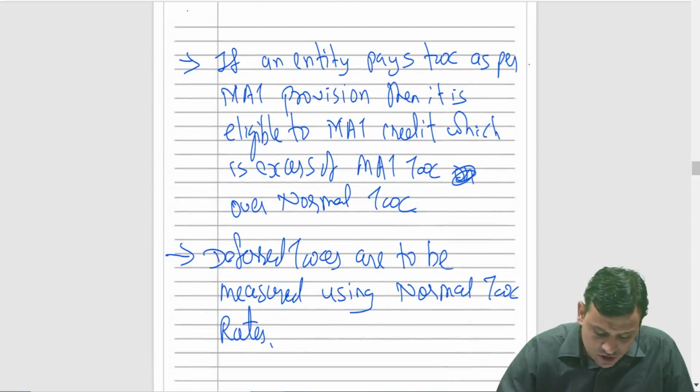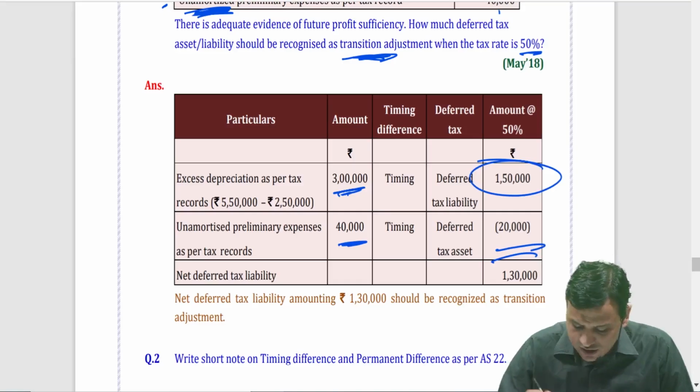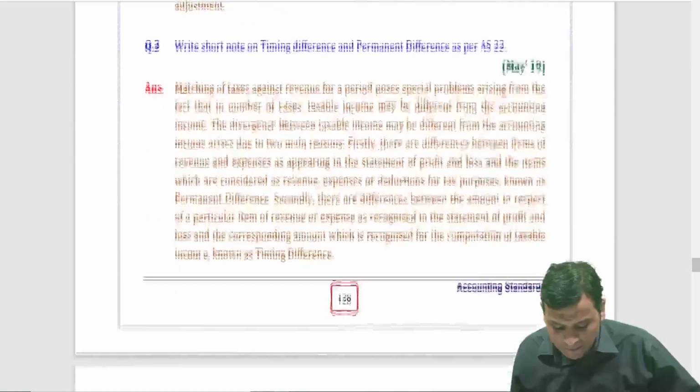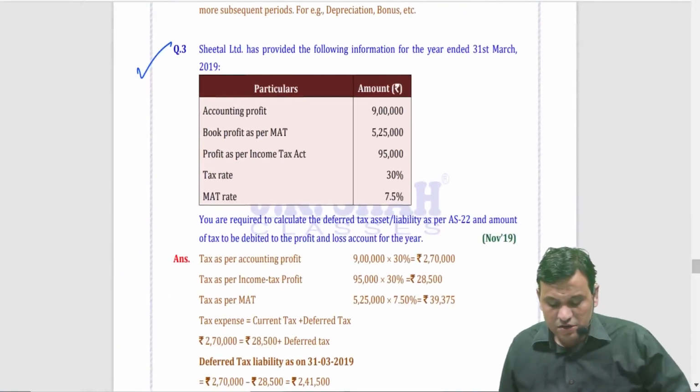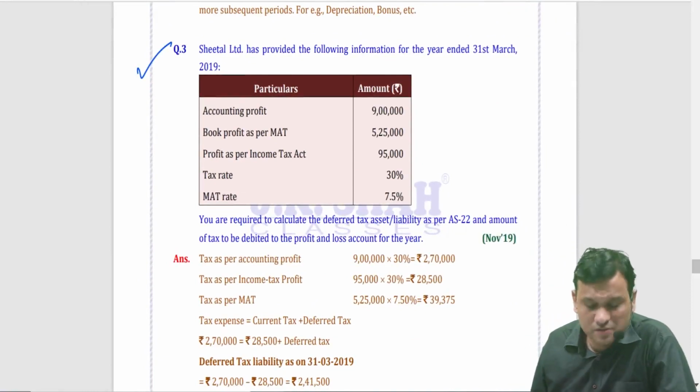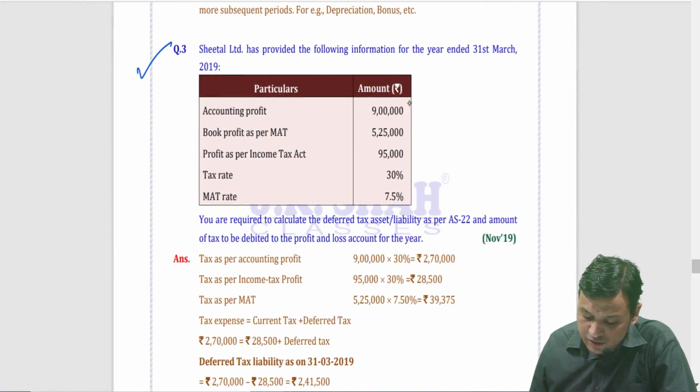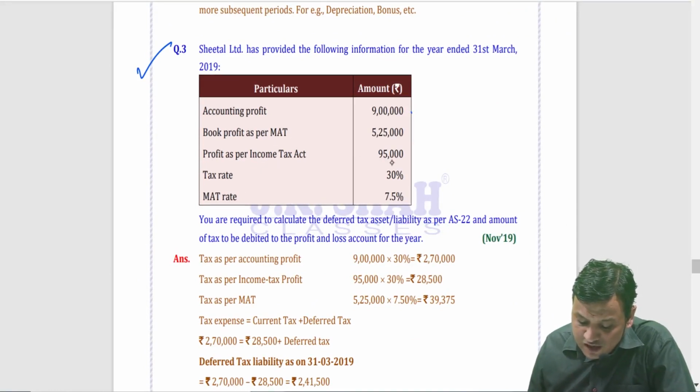I'll do one question which is already solved, but I'll solve it in our JKSC way. Sheetal has provided information. Question number 3. For the year ended on 31st March 19, accounting profit 9 lakh, book profit as per MAT 525, profit as per Income Tax 95, tax rate 30, MAT rate 7.5%.